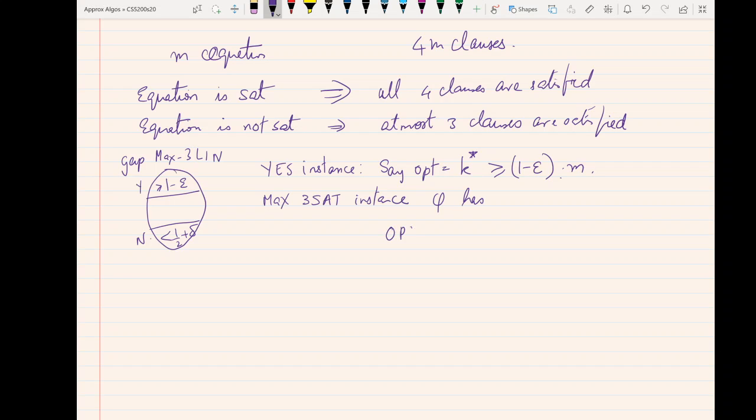This has opt of phi equal to, well, we have satisfied k star, that is 1 minus epsilon instances. So the corresponding 4 k star clauses are satisfied. And for the remaining, which is m minus k star, you satisfy 3 out of the 4 clauses, right? At most 3 out of the 4.